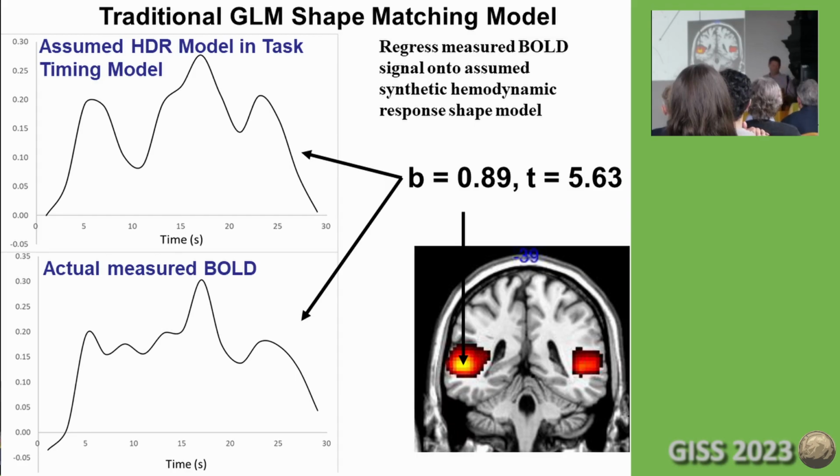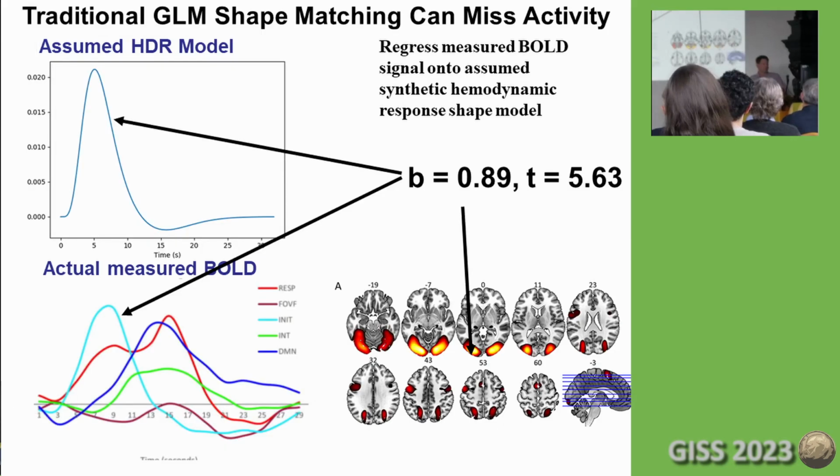So that's the traditional general linear model, where we're determining the brain activity by the match of the actual bold signal to the assumed shape, okay? I know this is an assumption that is leading to some misinterpretations, because we now know that there are multiple types of hemodynamic response shapes that are involved in any task.